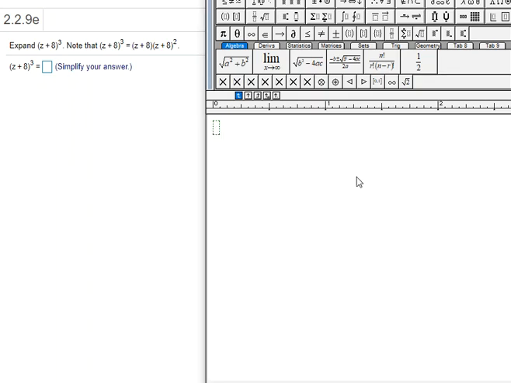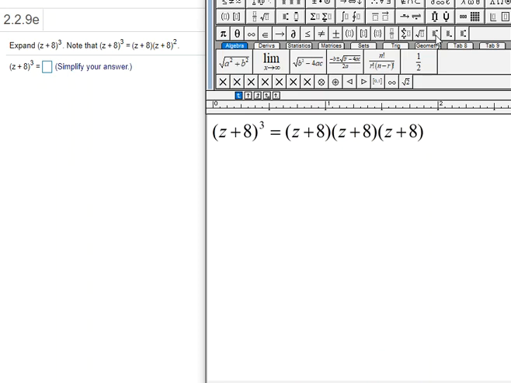Looking at a question here from section 2.2 on my MyMathLab, the question asks us to take z plus 8 and cube it. Since I'm cubing it, I'm really multiplying it by itself 3 times. So I have z plus 8 times z plus 8 times z plus 8. That's what it means to cube something: to multiply it by itself 3 times.